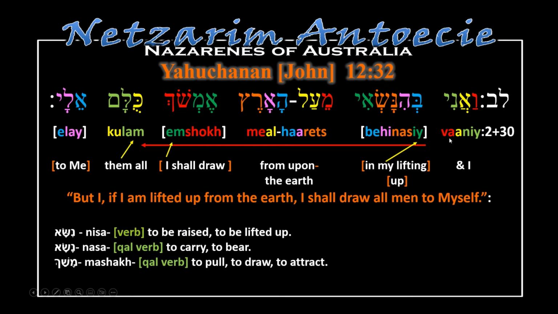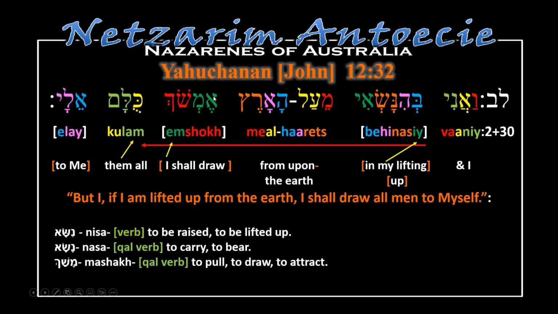So now let's read it. Va ani, and I. Behi nasi. In my lifting up. So how do we see that? If we look down there, nisa is the verb to be raised, to be lifted up. It also comes from nasa, which is a kal verb meaning to carry, to bear, to lift up, right? Same basic concepts there. So in is the bet, in my lifting up. And I, my lifting up, me'al, which means from upon, ha'aretz, meaning the earth, the land, right?